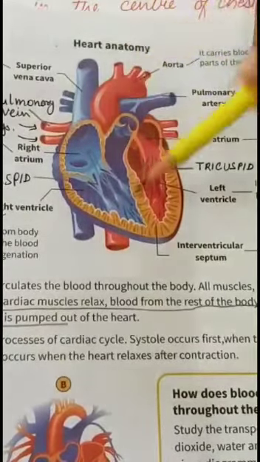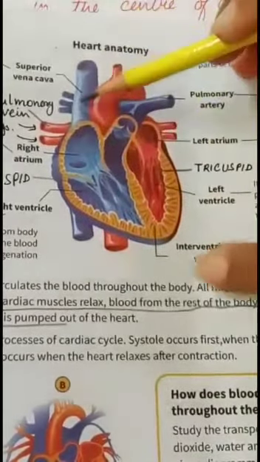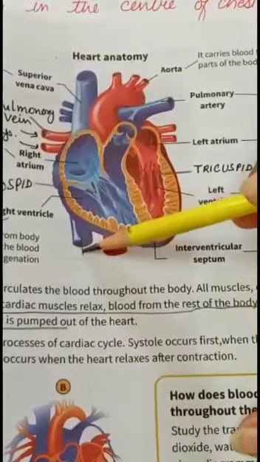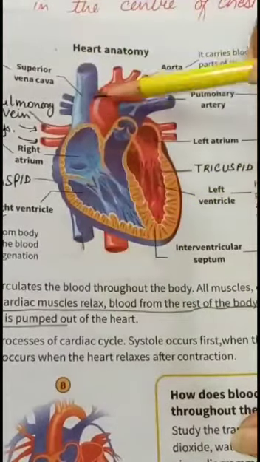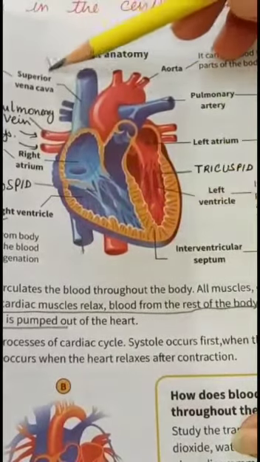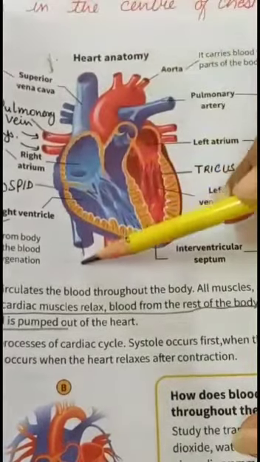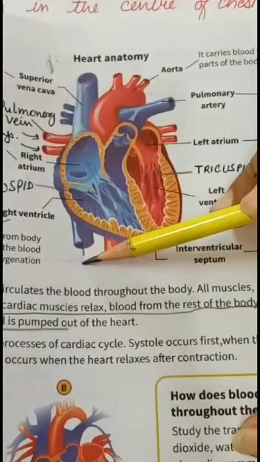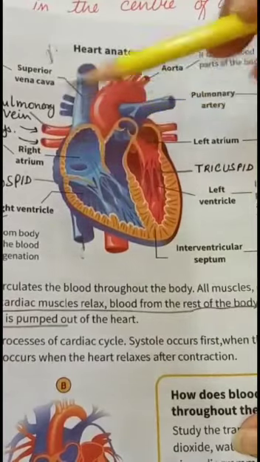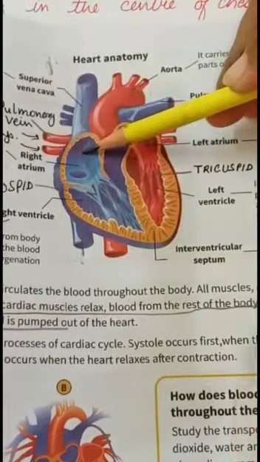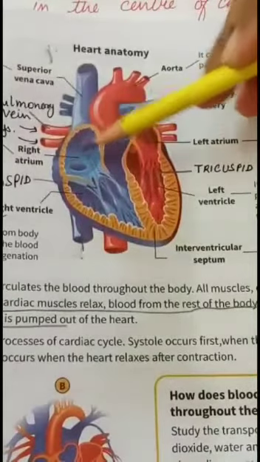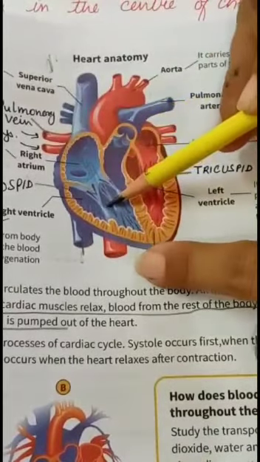Now what are the main other features of heart? There are 2 vena cavas, one superior vena cava and one inferior vena cava. These 2 bring the deoxygenated blood from the entire body, superior vena cava from the upper half of the body and inferior vena cava from the lower half of the body into the right atrium. When the heart relaxes, blood flows into the atrium. When the atrium contracts, the blood is pushed into the right ventricle.